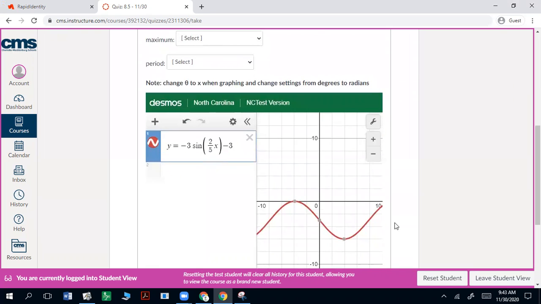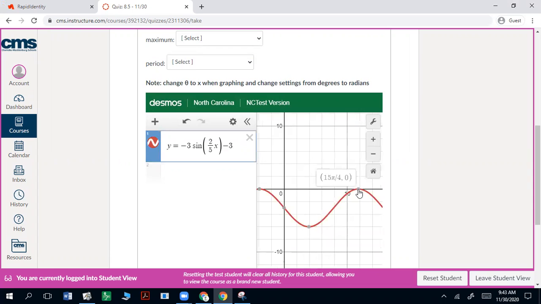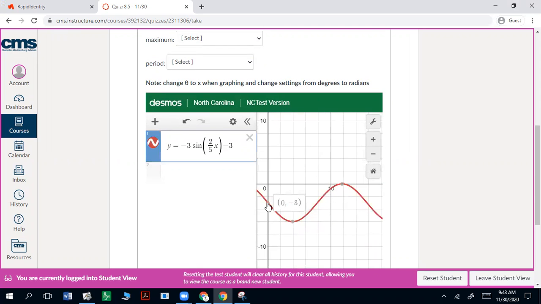So on your graph, you'll see the sine will start at the midline. Your midline is -3. Goes down to -6. That's your minimum. Your maximum is 0. So that distance between the midline and the maximum is 3. And that midline to the minimum is also 3. That's your amplitude.